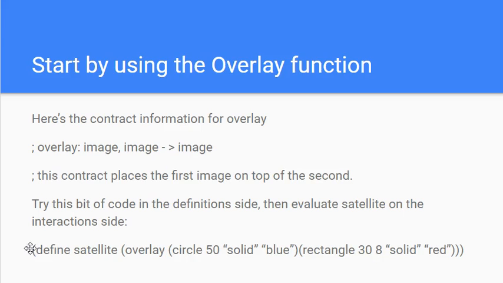And then on the definition side, go ahead and define this value satellite. Put in this code here, overlay. We're putting in an image. The first image is a circle using the circle contract. The second image is a rectangle using the rectangle contract. And once you've got that code written in there, then you can hit run and go to the interaction side and type in satellite and let it evaluate this function and make sure you get the image that you should.